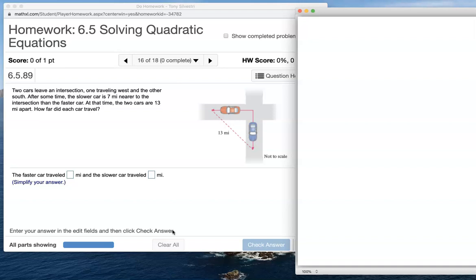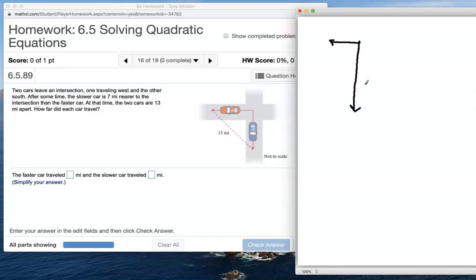Okay, so this problem here is probably a difficult problem because there's a lot of steps to doing the problem. So let's try to read through these words and see if we can figure this out. We have two cars that leave an intersection, one traveling west and the other south. So there's a fast car and a slow car, and it doesn't matter which direction. Here's the center of the intersection. We'll make the slow car go west, and we'll make the fast car go down south. And obviously the fast car would go a greater distance.